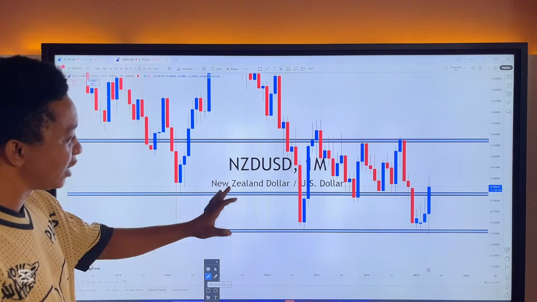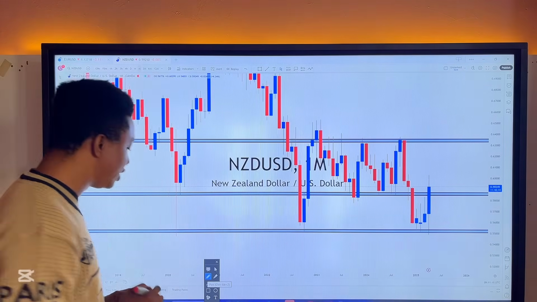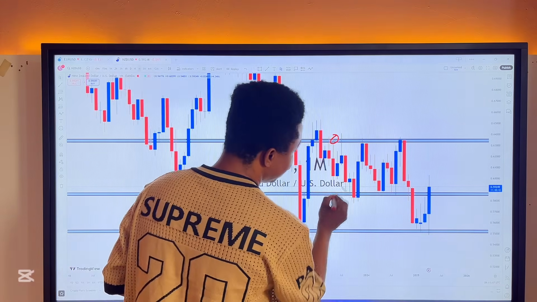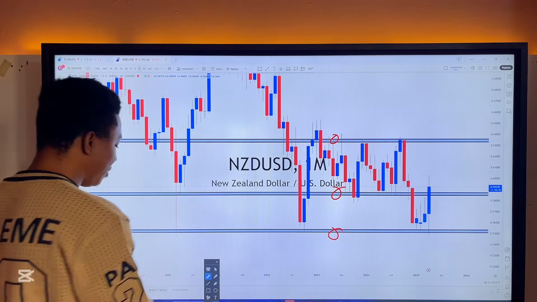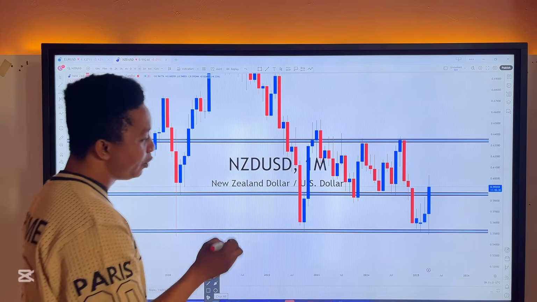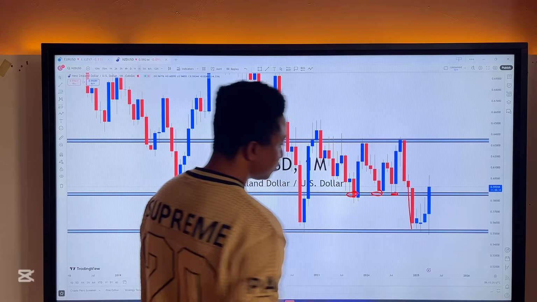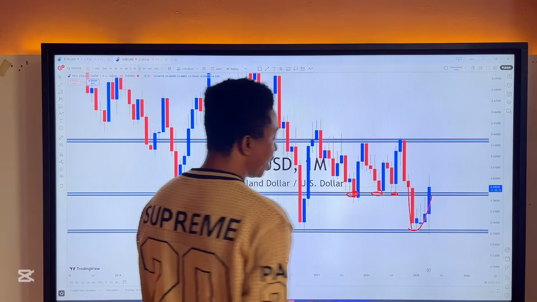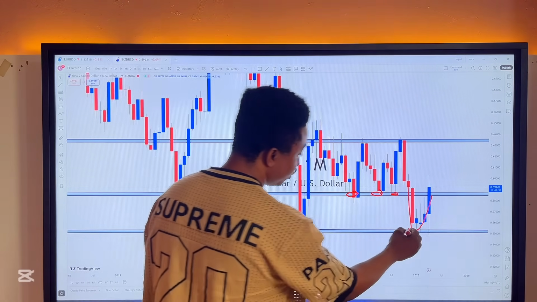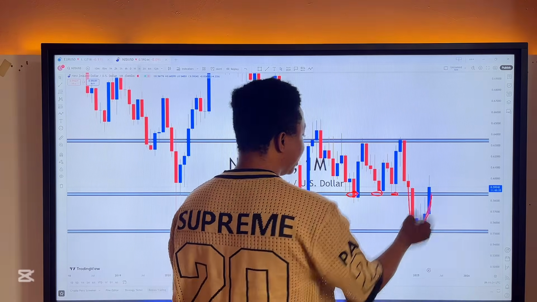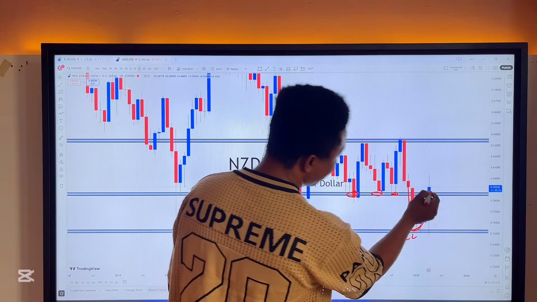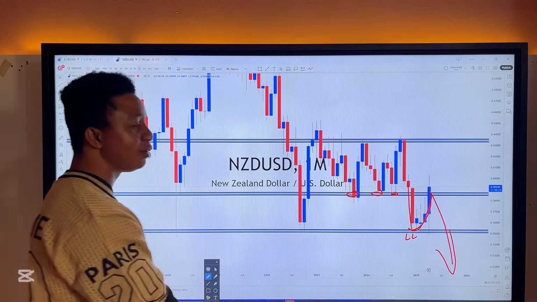But let's talk about the NZD-USD now. Now, NZD-USD, we have the monthly upper zone, the mid-range zone, and then the lower zone. What is happening over here in the monthly? We were able to see that sellers were able to break below the support level. Then, after the break below the support level, we saw a lower low, and then a retest. But after the retest, we haven't seen any form of continuation move to the downside.